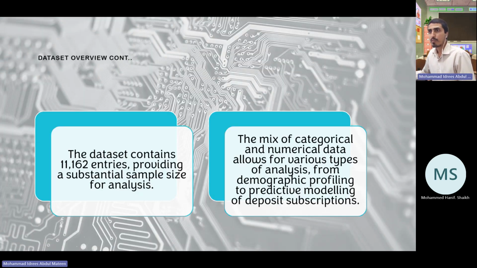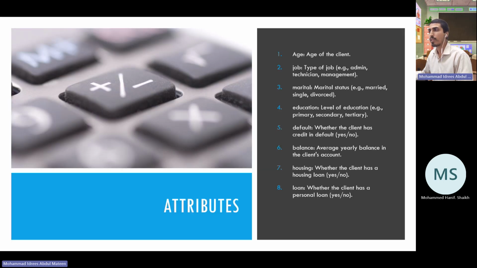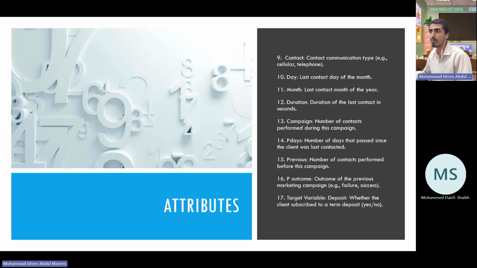The dataset contains almost more than 11,000 entries, and it's a mix of categorical and numerical data, which allows us to do analysis from demographic profiling to predictive modeling. The attributes I have just explained: age of the client, job type, marital status, education, default, whether the client was credit in default or not. The same way housing, whether the client already has a housing loan or not, and whether the client has a personal loan or not.